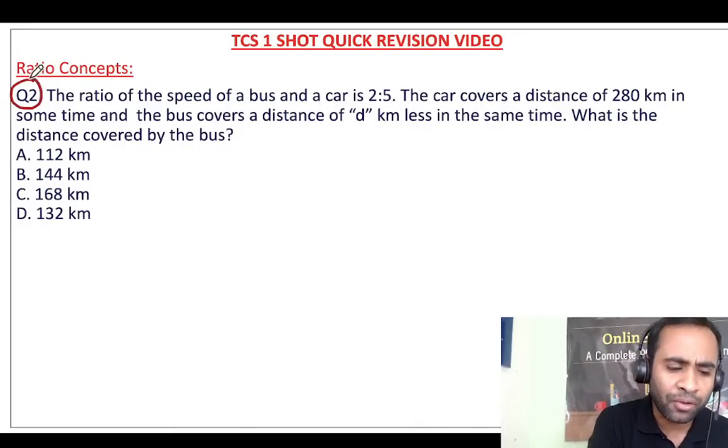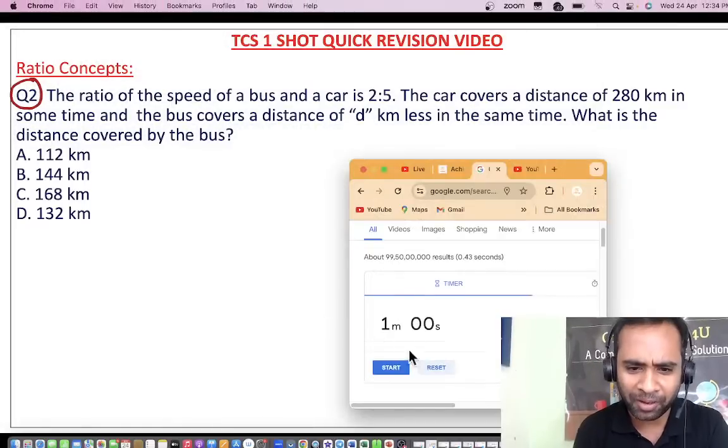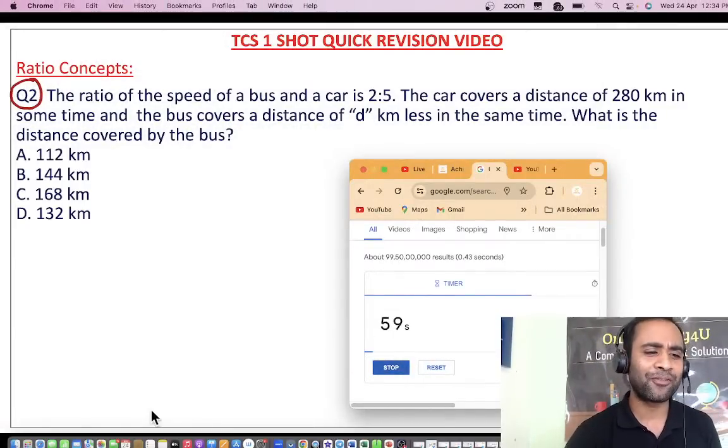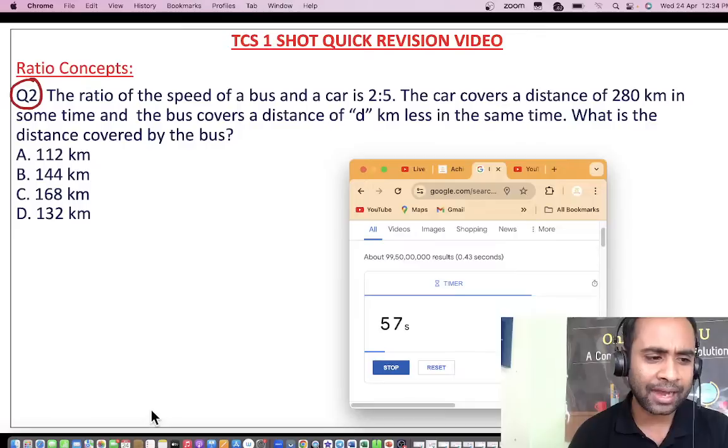Now question number 2. Question number 2 is an easy problem, but let me see how many of you are able to solve it.